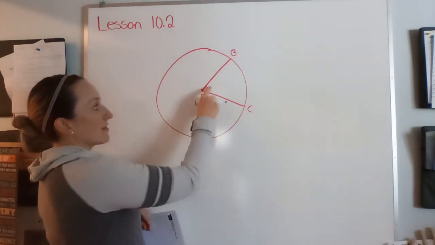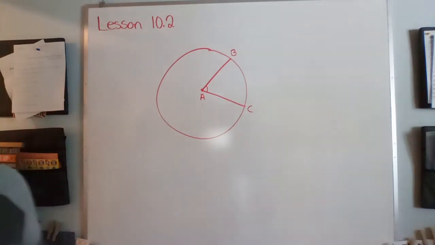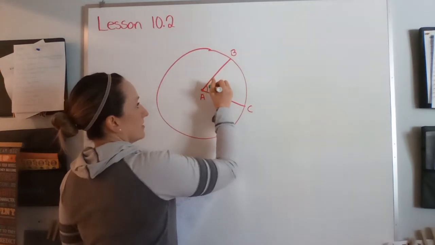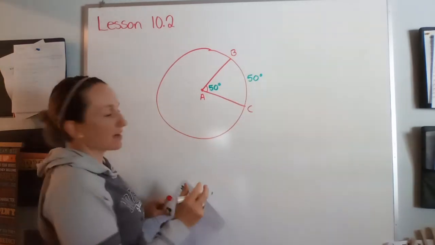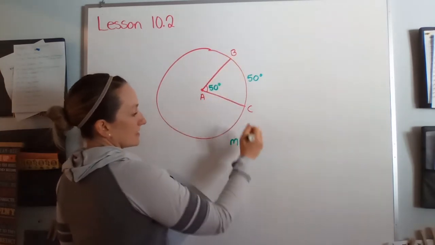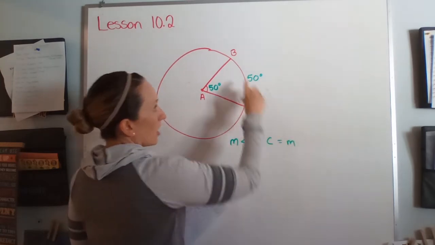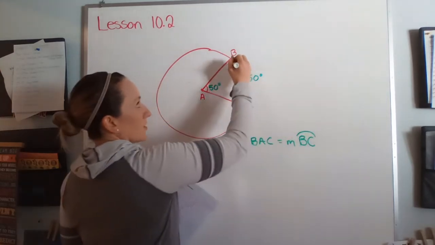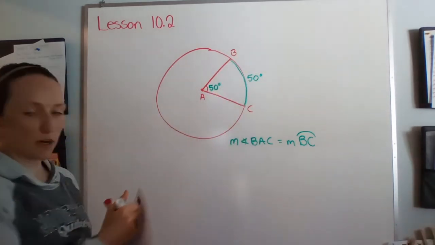And we're going to learn that this central angle is equal to the arc that it intersects. So if this angle is 50 degrees, then the arc is 50 degrees as well. Okay, I'm kind of getting ahead and jumping around a little bit, but we're going to learn that the measure of angle BAC is going to equal the measure of arc BC. And we'll use a little arc symbol. So I'm talking about this arc here. Okay? So a central angle is equal to the arc that it intersects.